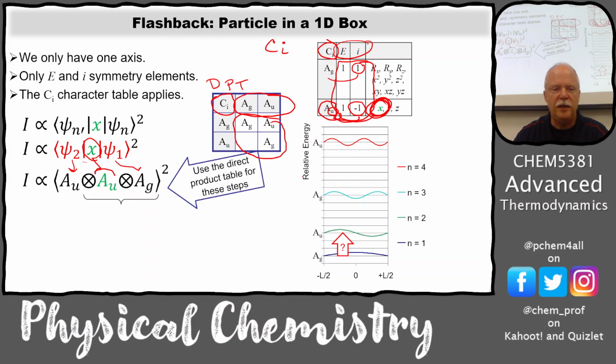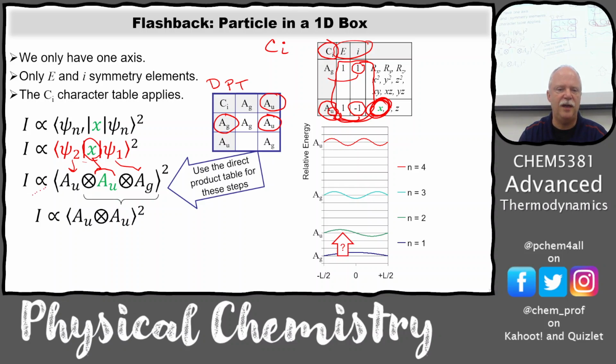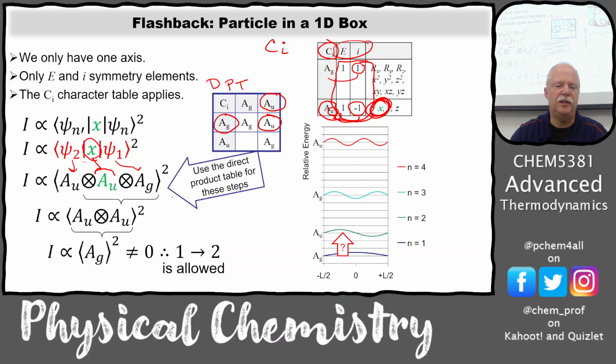And so then we work this down pairwise. So AU times AG, we can go up here to the direct product table and look at that combination. We have AU there, AG here, and this is the multiplication of those two. So that gives us AU. So we simplify the integral a little bit, and now we have two terms instead of three, and then we do that last combination, AU times AU gives AG. And the intensity is proportional to that integral squared, which is non-zero because that's the top row of the character table. And therefore the 1 to 2 transition is allowed. So this is a little bit of review, but review never hurts.